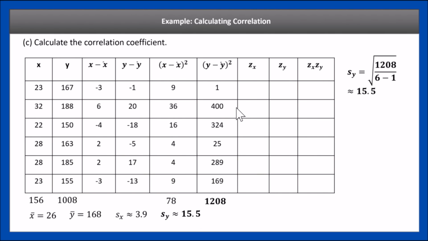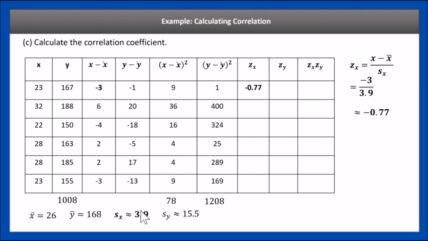So now we're going to calculate zx. To calculate zx, remember, we have to do x minus x bar divided by sx. So let's go ahead and do that. The formula for the z-score is x minus x bar divided by sx. We take the third column, -3, and we divide it by sx, which is 3.9. And we get -0.77. For the second value, we would take 6 divided by 3.9, and that will give us 1.54. And we repeat that as we go down.